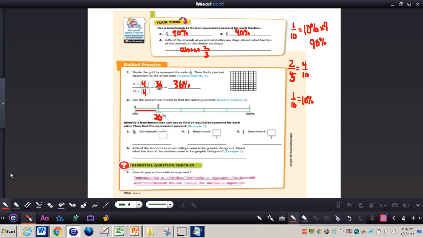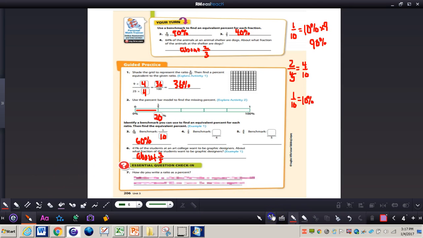Now I would like you to work on number 3, and you can work on that now. Okay, so the benchmark would be 1/10, and the answer would be 60%. And the final one I'd like you to work on is number 6, and you can work on that now. So you can see the benchmark fraction that was used is about 2/5. So we can see the answer for that is about 2/5.